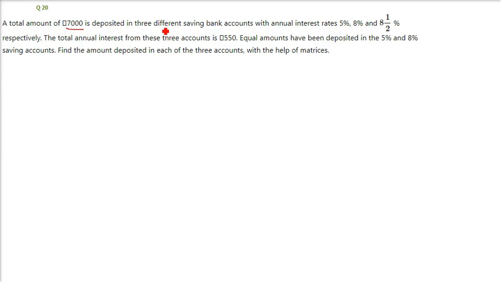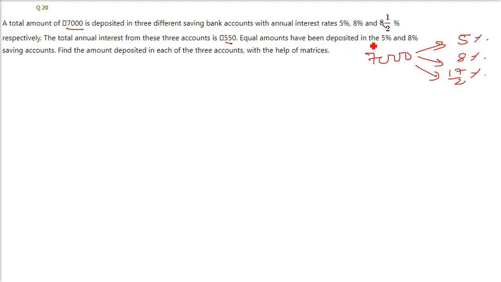The total amount of 7,000 is deposited in 3 different savings bank accounts with annual interest rates 5%, 8%, 8.5%. So 7,000 was being deposited into 3 different bank accounts with 5%, 8%, and 8.5%. 8.5 is 8 times 2 is 16, 16 plus 1 is 17, that is going to be 17 by 2. The total annual interest for these 3 accounts is 550.